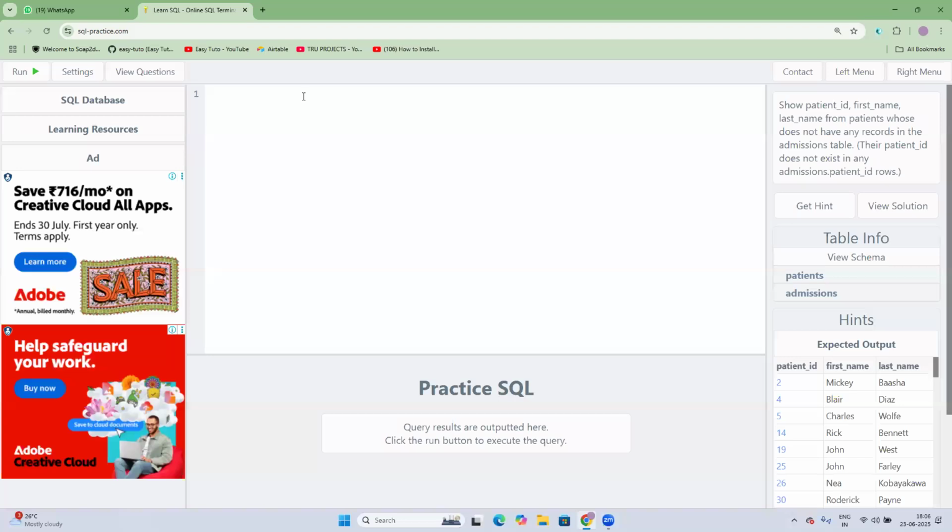And obviously, we have two types of solutions. Either you join it, or we will write a very easy subquery. Okay. Cool. Let's see my subquery first because it's very easy. I'll show you how to do it. Select, what do I want? I want patient ID.